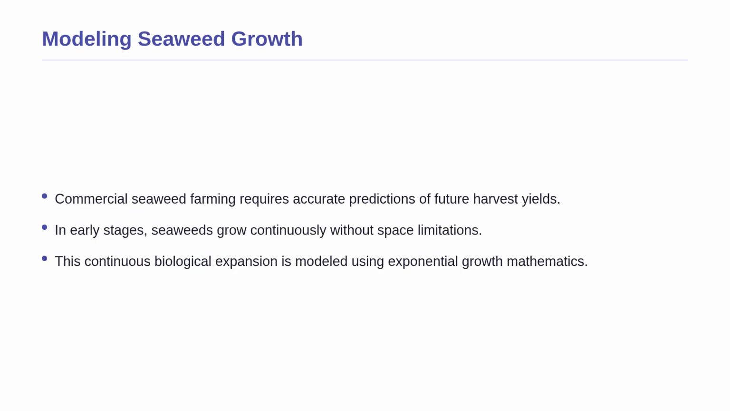Now that we understand productivity in the wild, let us shift our focus to commercial seaweed farming. When coastal communities farm seaweed to produce carrageenan, they need to predict their future harvest accurately. In the early stages of a farm, seaweed grows continuously without any space limitations. Because the growth is continuous and compounding, simple addition is not enough to model it. Instead, biologists and farmers rely on the mathematics of continuous exponential growth to predict how much biomass will be available after a certain number of days.